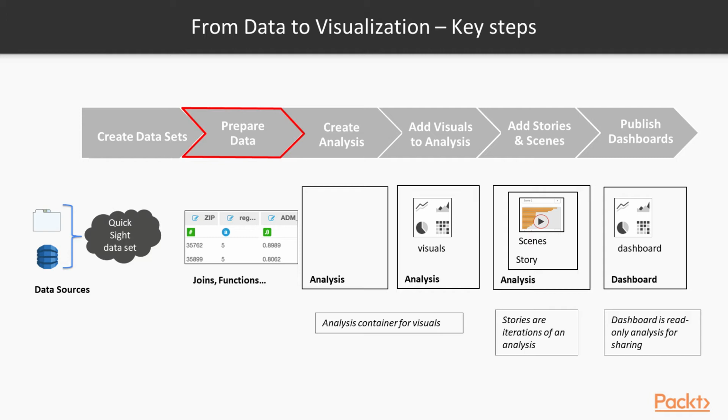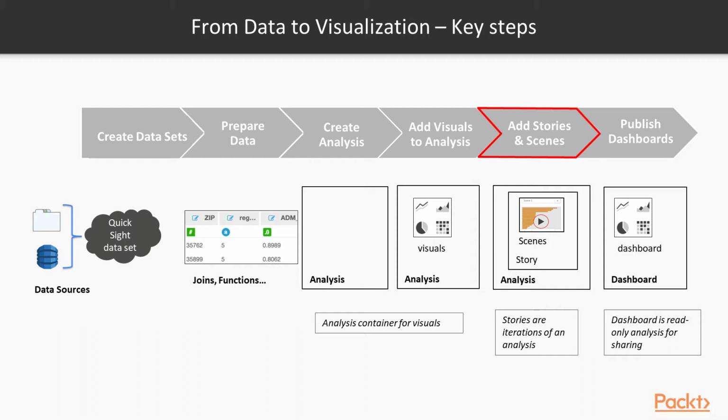Next, we get into what we call an analysis. An analysis can be thought of as a container for a related set of visuals and stories. You can add multiple datasets to a single analysis. However, one visual can only have one dataset. Within each analysis, we can create one or more visualizations. A visualization can be thought of as a graphical representation of the data, like a chart.